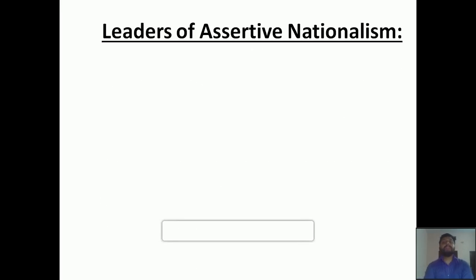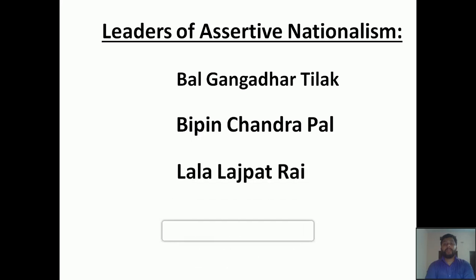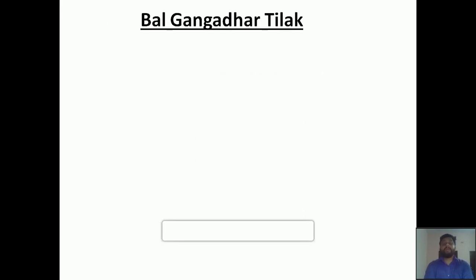Now let's move to the next part of today's class, that is the leaders of assertive nationalism. Here we are going to see three important leaders of assertive nationalism, but today we are discussing only the first one, Bal Gangadhar Tilak. Altogether three prominent personalities are there: Bal Gangadhar Tilak, Bipin Chandra Pal, Lala Lajpat Rai. Today we focus only on Bal Gangadhar Tilak. The remaining two personalities will be discussed in the next class. Here we are going to have a live sketch and contributions of Bal Gangadhar Tilak.